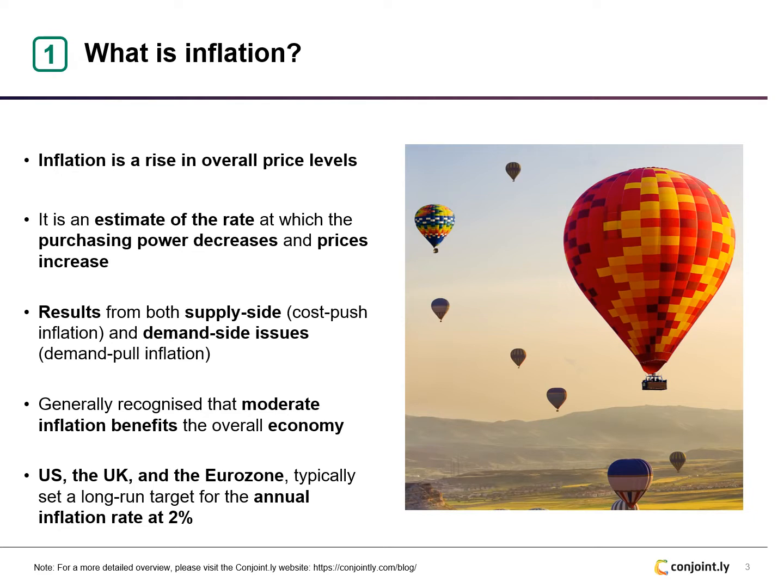Inflation is the result of both supply side and demand side issues. The effect of inflation is often debated. However, generally speaking, a moderate inflation benefits the overall economy. Typically, the long-run target for annual inflation is around 2%.